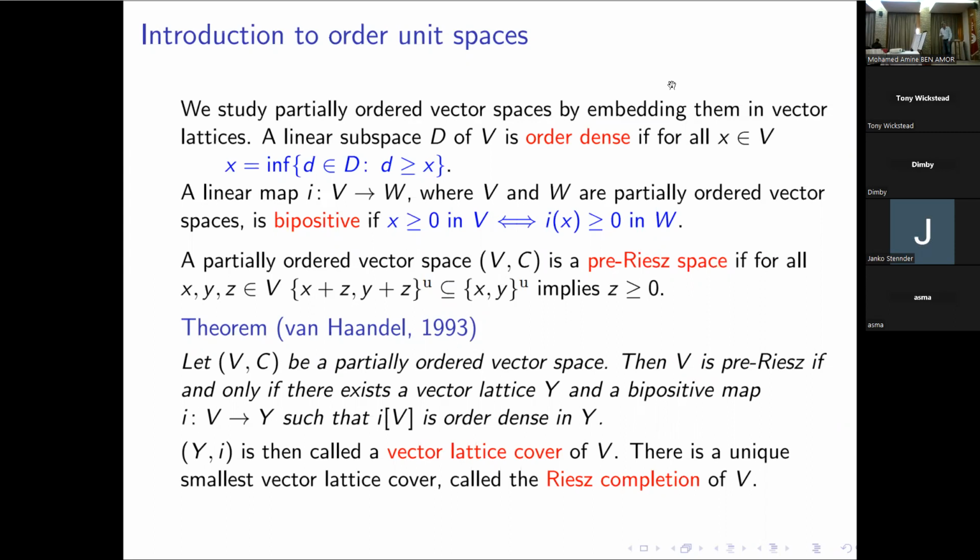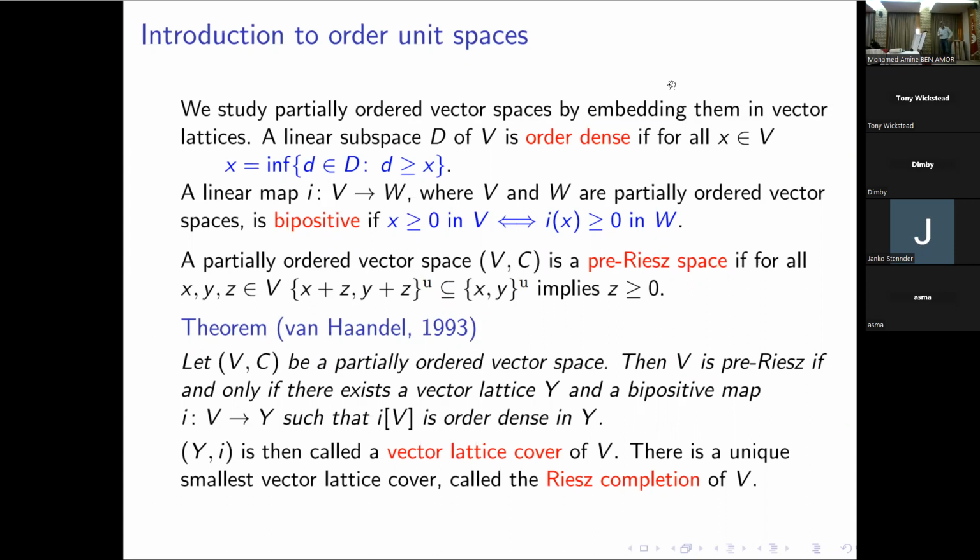And then, well, as Anke said already, the definition of a pre-Riesz space is not very interesting, but I can give it nevertheless. So if you have two elements, x and y, and we add an element z in such a way that we get fewer lower bounds, then it should only happen if that element is positive. So that's the only way to get fewer upper bounds. No need to memorize that definition.